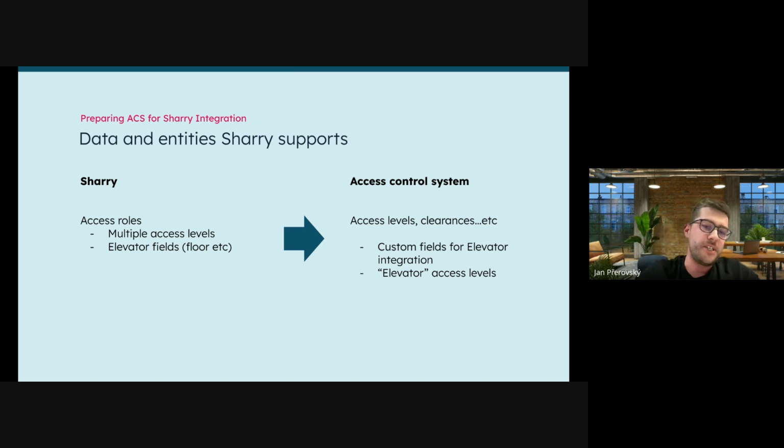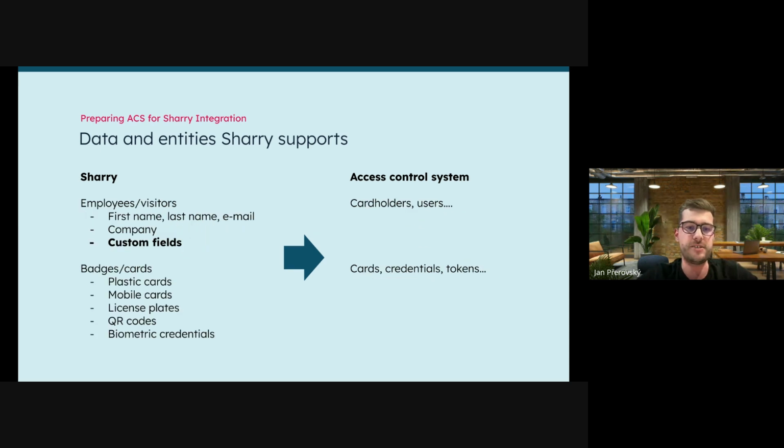One point that I forgot to mention: all this data that we are able to send from Sharry to the access control system, the user data, can also be anonymized. We see this in Europe. A lot of our clients do not want to share the personal data with the access control system. So if the client requests, we can send, instead of first name, last name, email, just a random string of UIDs. So we don't actually share any personal data with the access control system. This can be configured per each integration.